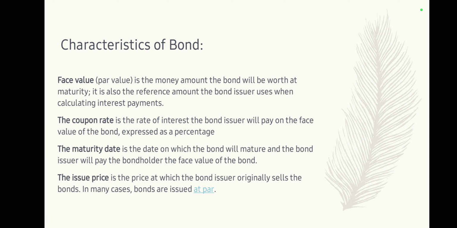So we have a few characteristics of bonds. First one is the face value or the par value. It is the money amount the bond will be worth at maturity. Next one is the coupon rate. It is the rate of interest the bond issuer will pay on the face value of the bond. So we express the coupon rate as a percentage. Maturity date is the date on which the bond will be matured. And the issue price is the price at which the bond issuer originally sells the bonds.